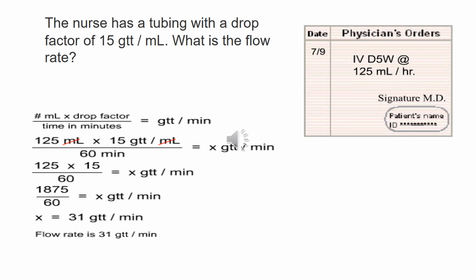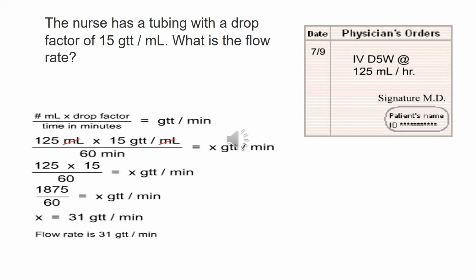As you're going through this and as you're practicing, you're going to see that if they're wanting you to do the drop factors, it's going to have tubing with a drop factor of 15 drops per mil, 60 drops per mil, or whatever size that drop per mil factor is that they want you to figure out. So with this one, the question is, the nurse has a tubing with a drop factor of 15 drops per mil. What is the flow rate? The order is IV D5W at 125 mils per hour.